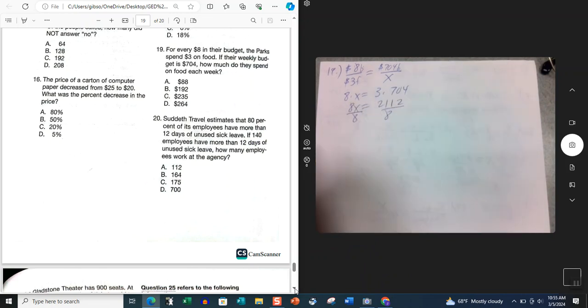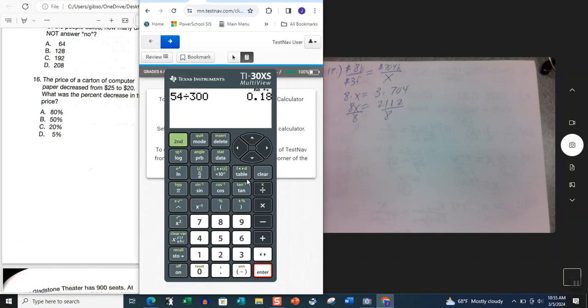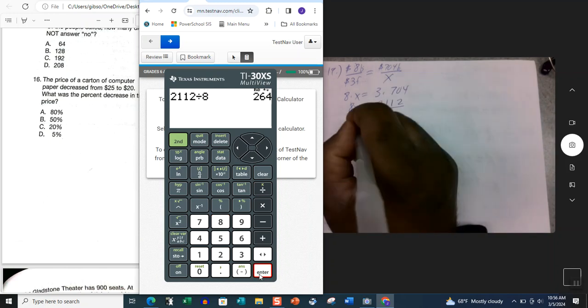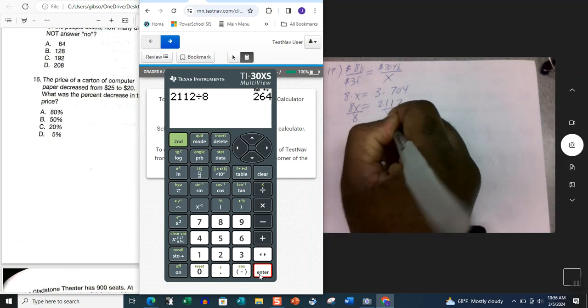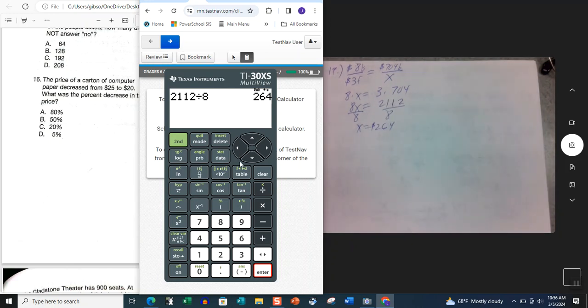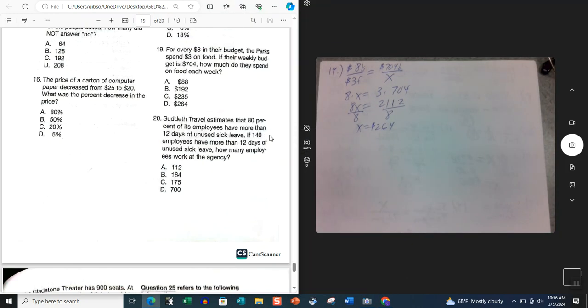Divide each side by 8. We'll take our calculator. So we had 2112 divided by 8, and it gives us 264. So $264 is what they spend on food, which is D.